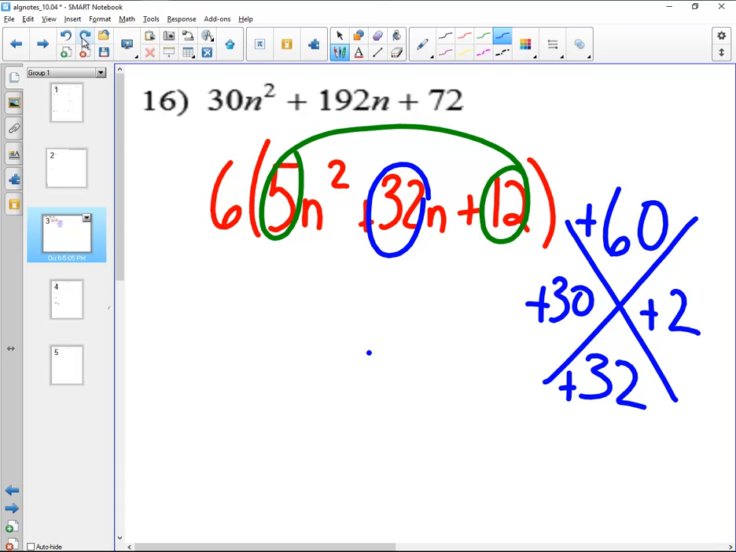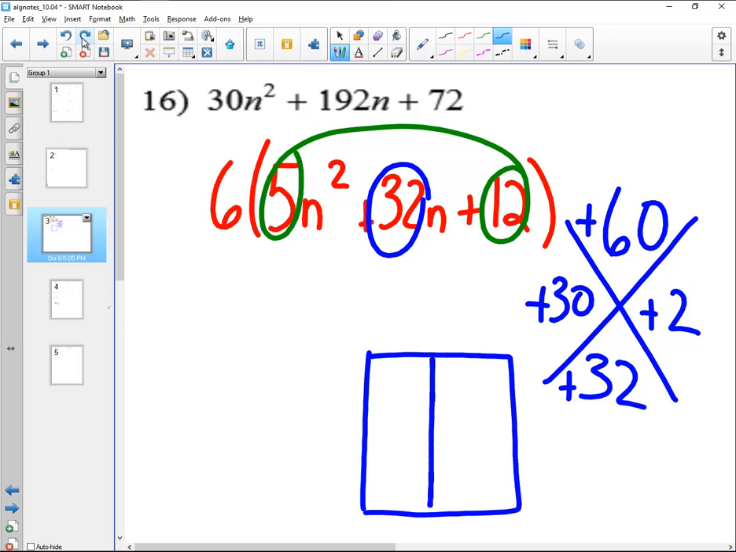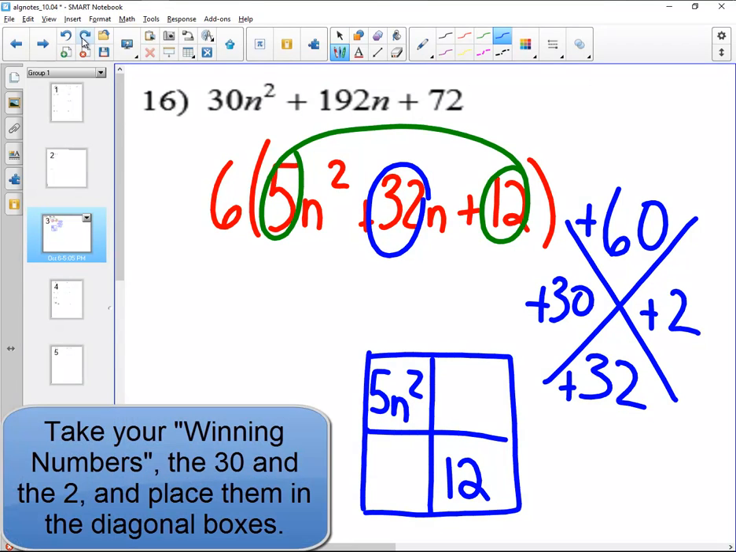Next, you want to construct your box. Okay. You put 5n squared here, and you put 12 here, and you take your numbers from your x and plug them into the box.